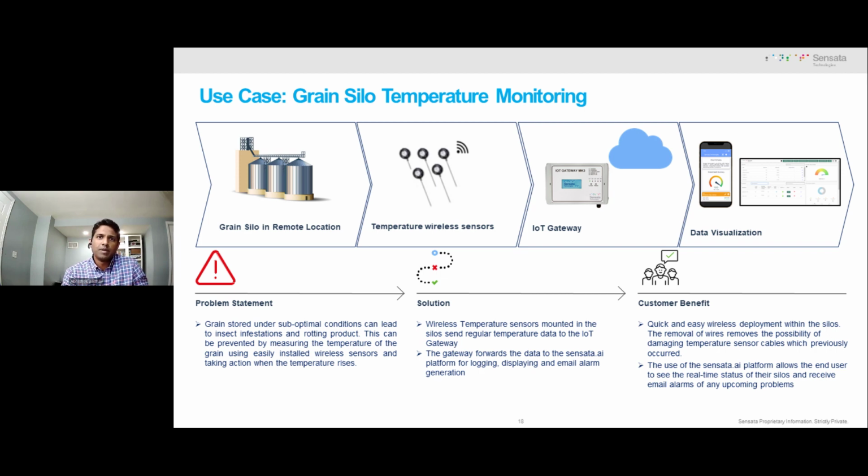Grains stored under suboptimal conditions can lead to insect infestation and rotting products. This can be prevented by measuring the temperature of the grain using easily installed wireless sensors, acting when the temperature rises. Any temperature variation in the grain is automatically detected for quick action, avoiding any grain loss.